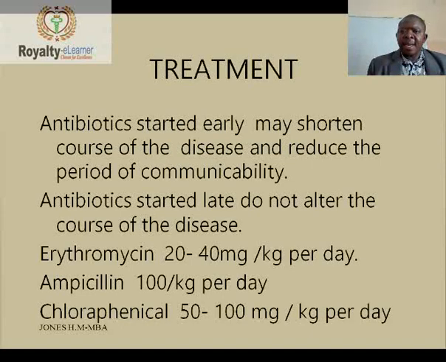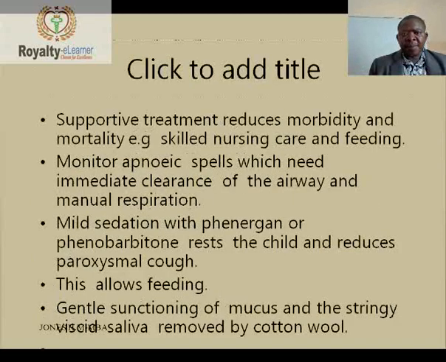How can this condition be treated? Antibiotics started early may shorten the course of the disease and reduce the period of communicability. Antibiotics started late do not alter the course of the disease. Some of the antibiotics that can be given include erythromycin, 20 to 40 milligrams per kg body weight, penicillin, 100 milligrams per kg body weight, and chloramphenicol, 50 milligrams per kg body weight.